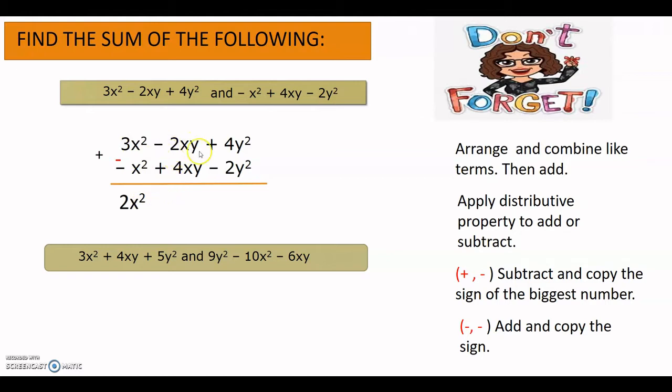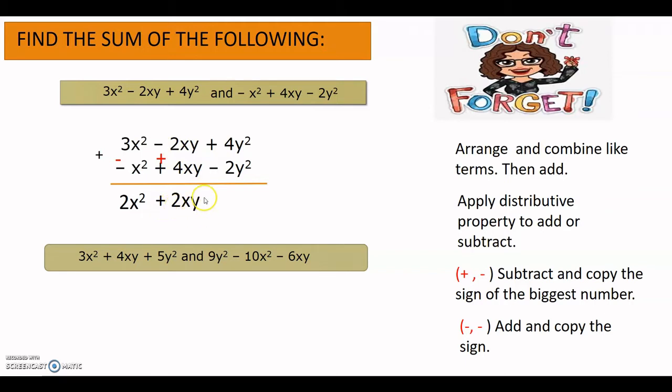Next, negative 2xy plus 4xy. Here we have positive and negative, so positive times positive is positive. So negative 2xy plus 4xy. Our answer is unlike signs, subtract, and copy the sign of the biggest number. Since positive 4 is bigger than negative 2, we have positive 2xy.